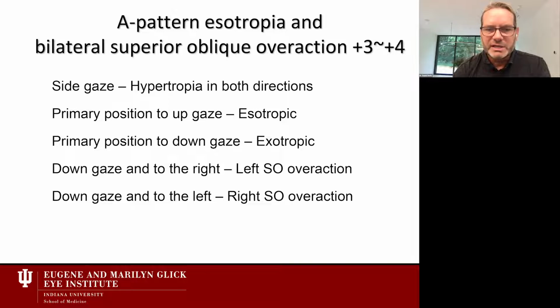So when I'm examining patients, I of course look at the primary position, and then a lot of times the first thing I'll do is go into side gazes right away. And you can see in side gaze here, she's getting a hypertropia in both directions. But what's really notable here is that from the primary position to up gaze, she becomes significantly more esotropic. And when she goes from the primary position to down gaze, she actually looks exotropic.